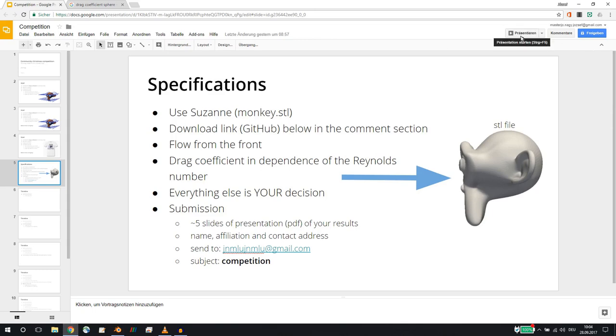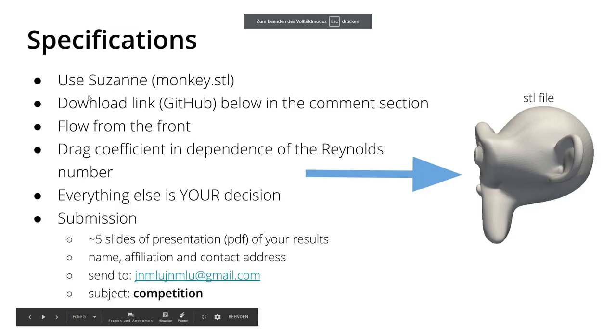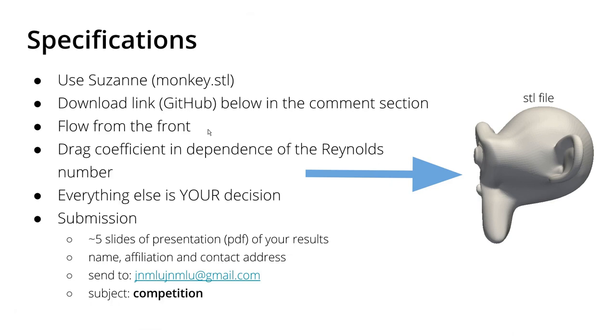So, as I mentioned, these two specifications, the monkey head and the flow. And please consider that the drag coefficient is dependent on the Reynolds number, of course. And everything else is up to you. I do not give you an inlet boundary, an outlet. This is completely your decision where you put them.